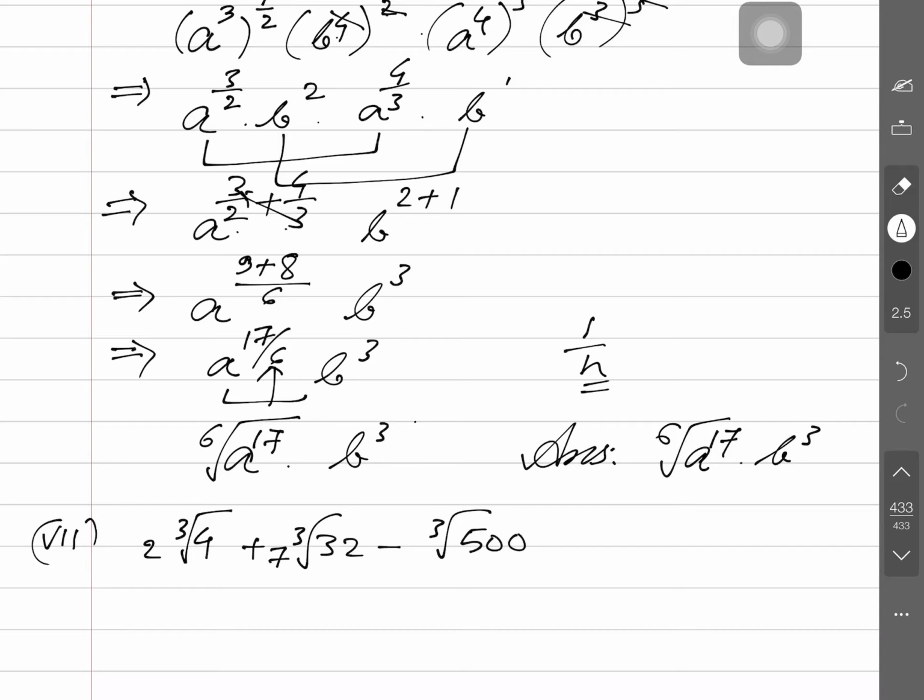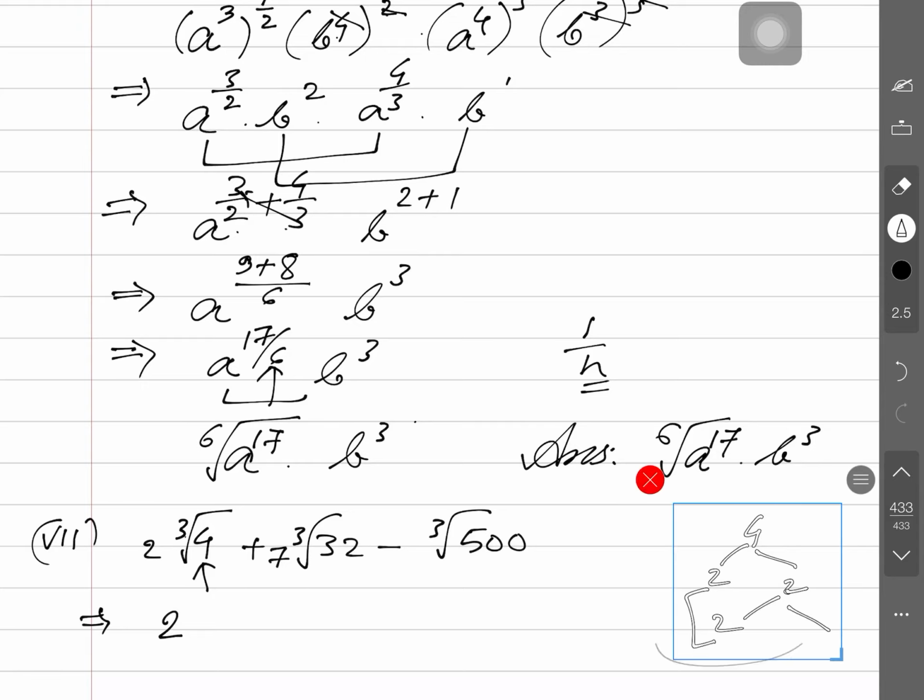Again, it has to be done here. First, we need to bring them into the same form. This 4 is a composite, so obviously this 4 will make 2 times 2. Only 2 times 2 is occurring, but here the index is 3, so 3-time pairing will not be done. So we do not need to factorize it. It's 4, let it remain as it is, plus 7.